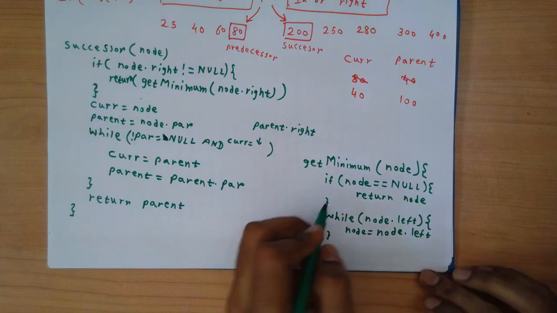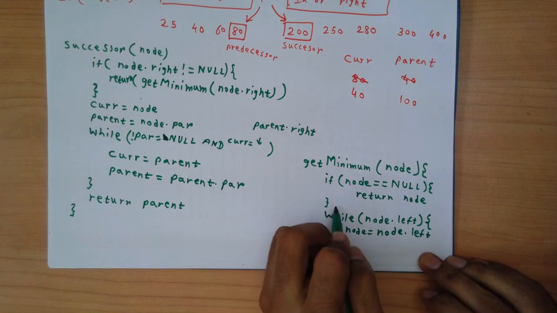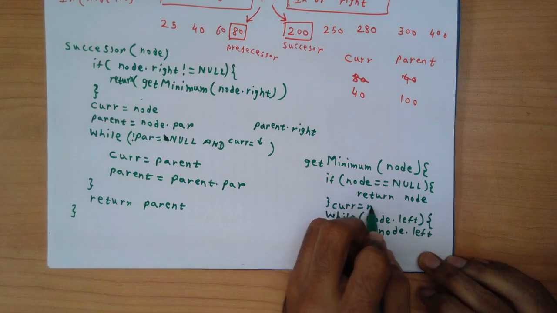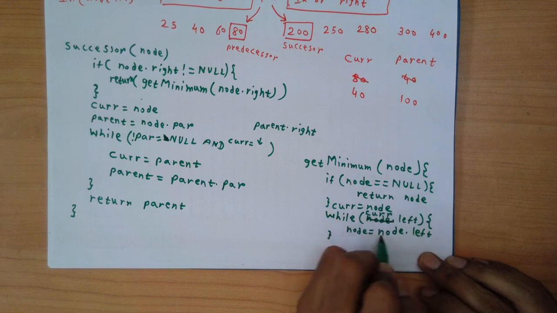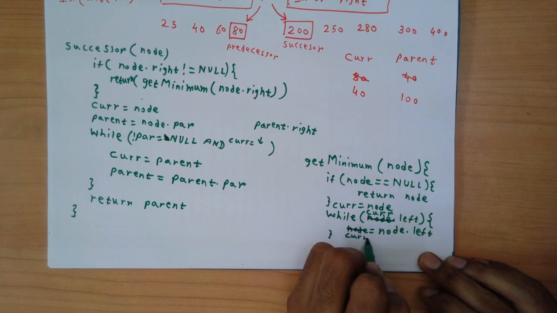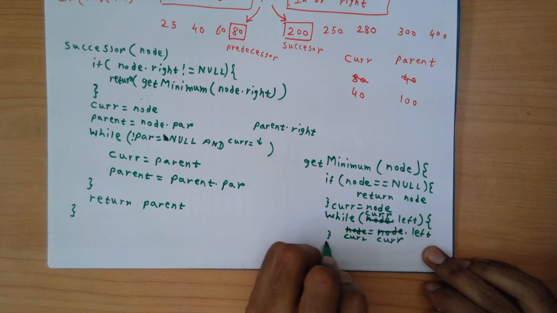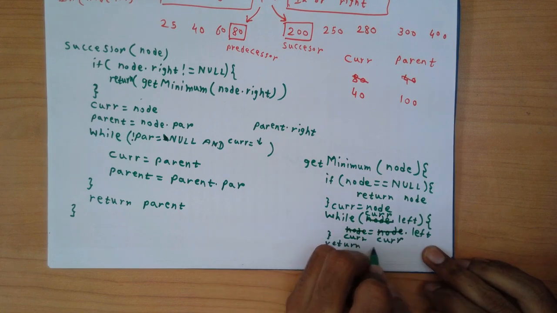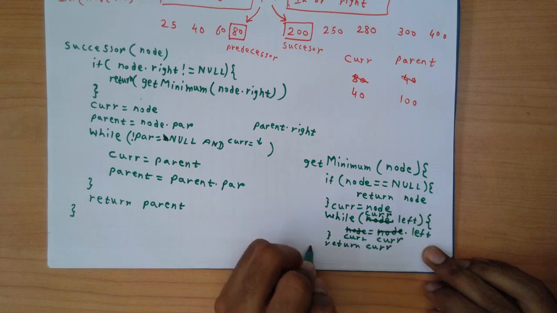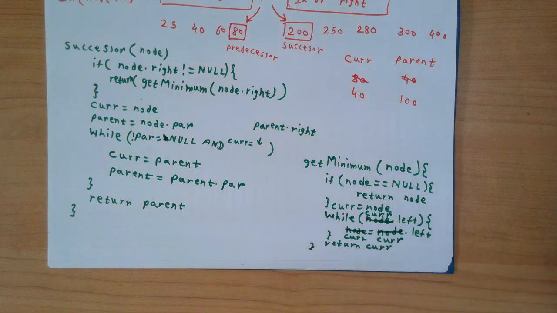So let's put a new variable current equal to node to avoid confusion, and we'll say while current dot left exists, our current will be equal to current dot left, and we are going to return the value of current. And that's our get minimum function.